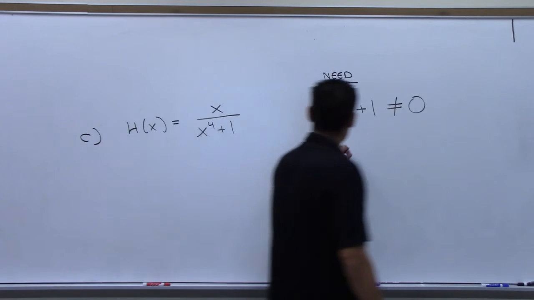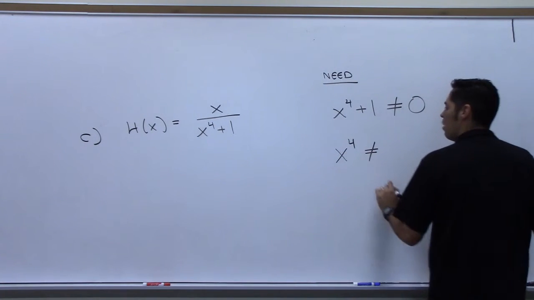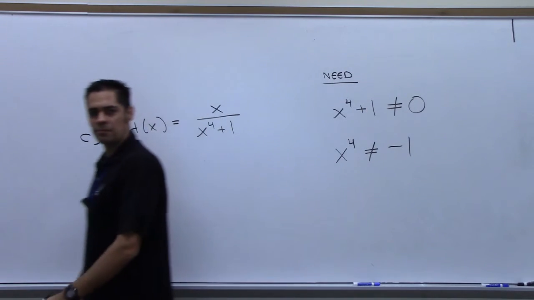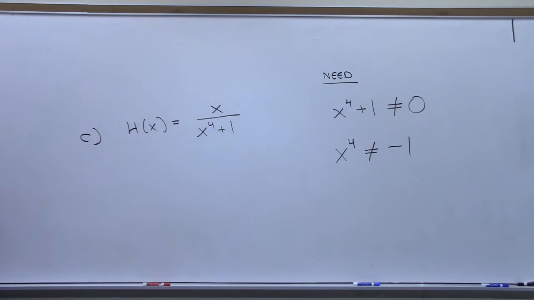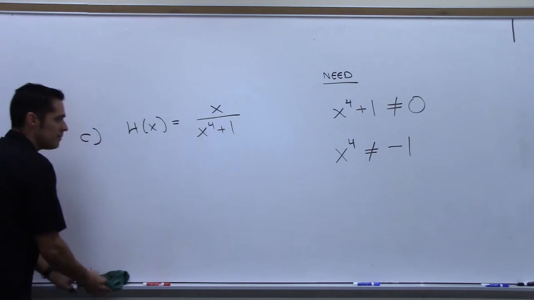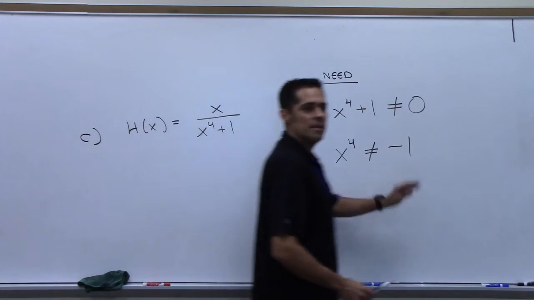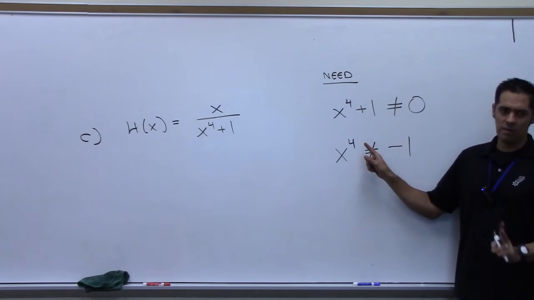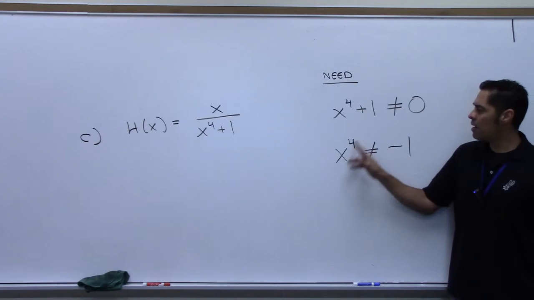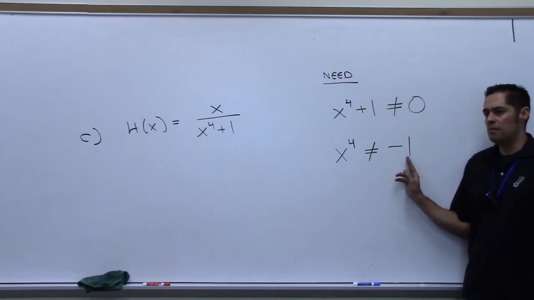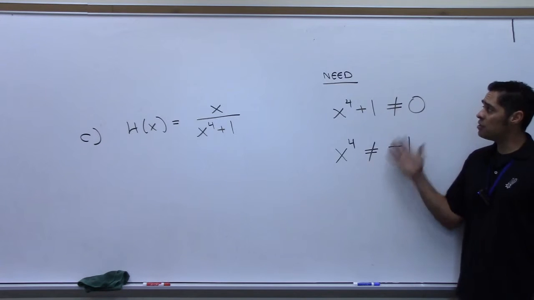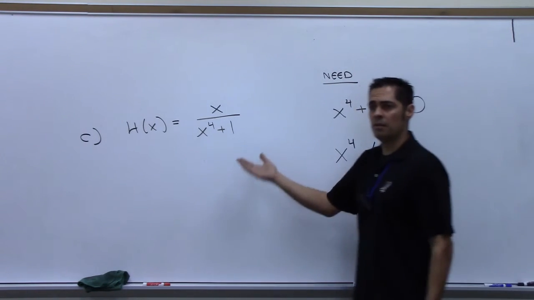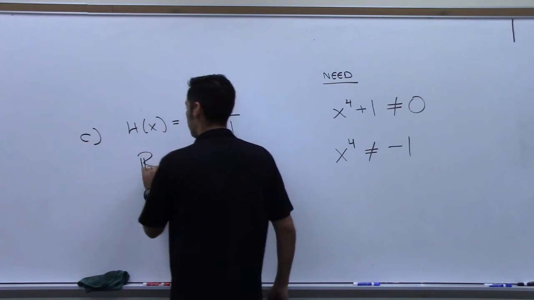Which means that we need to make sure that x to the 4th is never what? Negative 1. And what can you tell me right now? It can't be negative. That's not going to happen, unless we have imaginary numbers. X to the 4th power is never going to be negative 1. Now, had this been x cubed, that could happen. But there's nothing you can raise to a 4th power and get negative 1. So there's nothing we have to worry about at all. So what's the domain? All real numbers. Everything again.